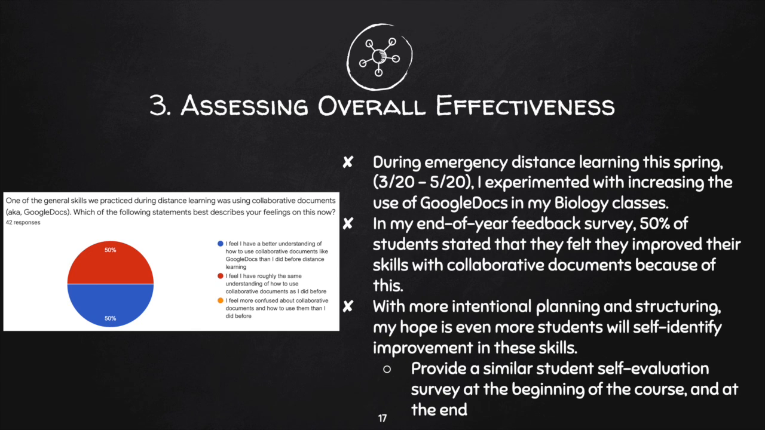And then in my end of the year feedback survey, which I always build in Google Forms, I asked them, specifically, that one of the skills we were practicing during this time was using collaborative documents, and how do they feel about their skills on it at this time. And what I found is that 50% of the students said that they felt that they improved their skills with collaborative documents such as Google Docs. And the other 50% said that they have pretty much the same understanding as they did before, but none said that they were more confused. So that's really important to me, seeing that at least half my classes improved their digital literacy skills.